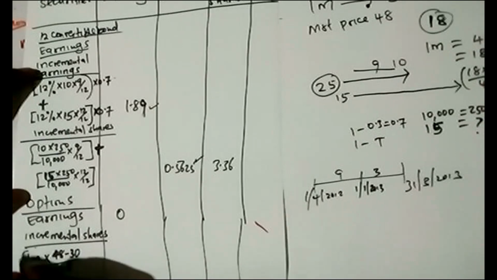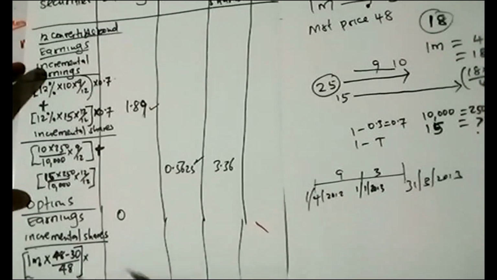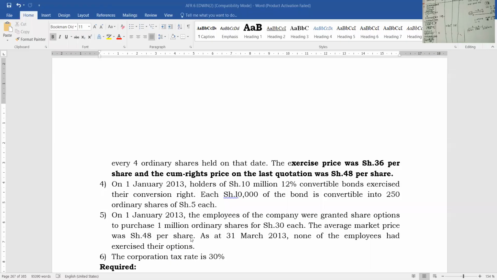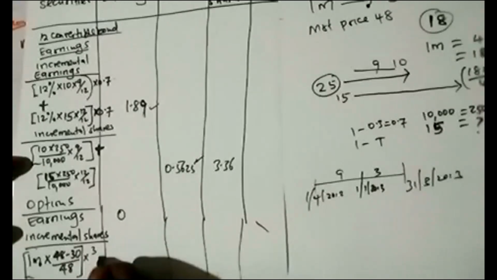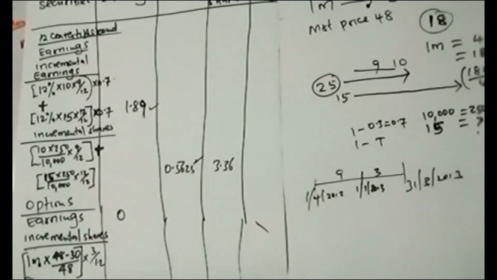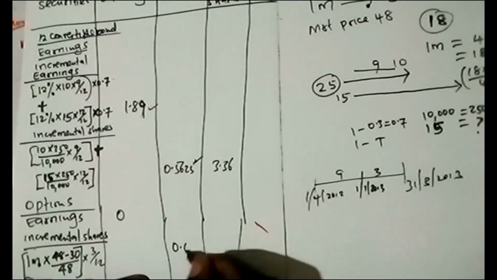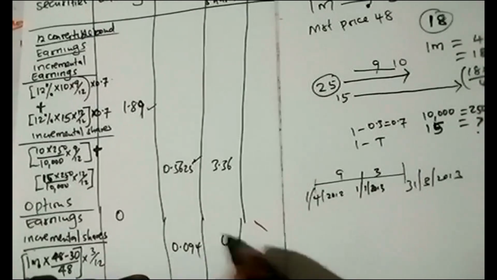Then after getting your answer, you weight from the period when they were given the option. The option was provided on 1st January, so from January to the end of the year is 3 months, so 3 out of 12. So that is 18 divided by 48 times 1 times 3 over 12. That is 0.094. So if you divide the two, obviously it will be 0.